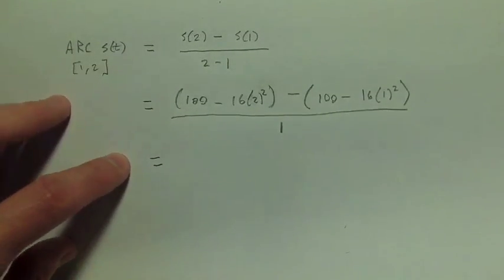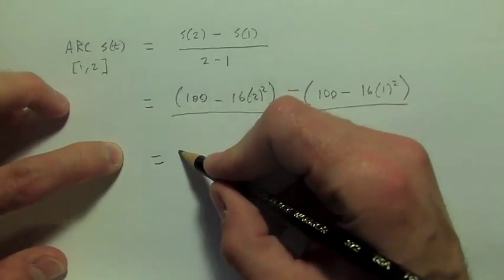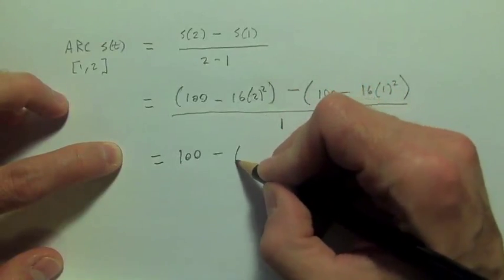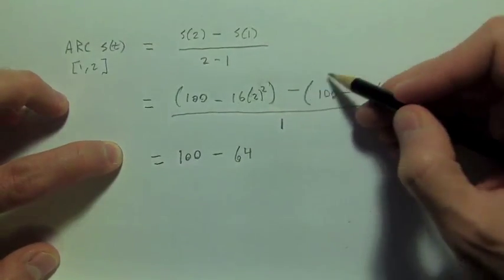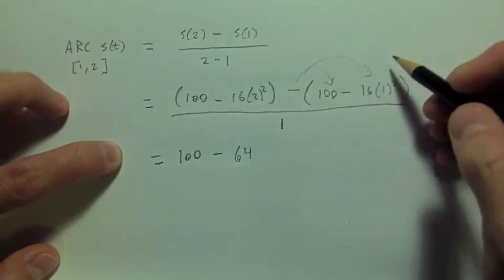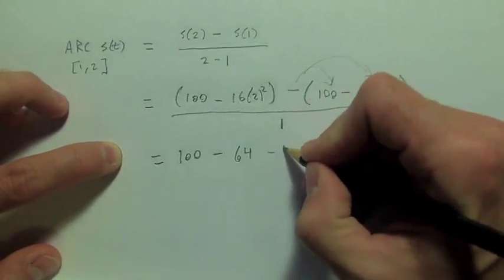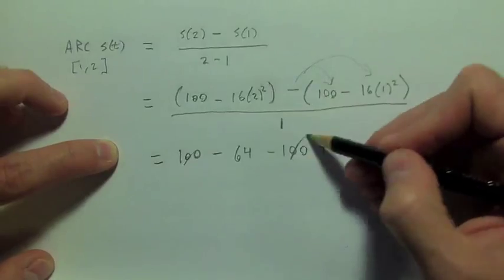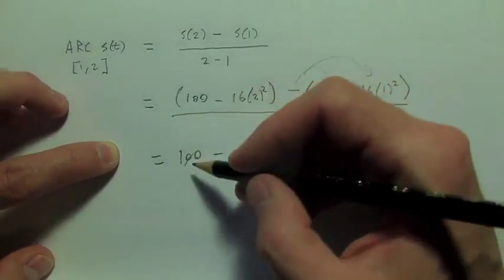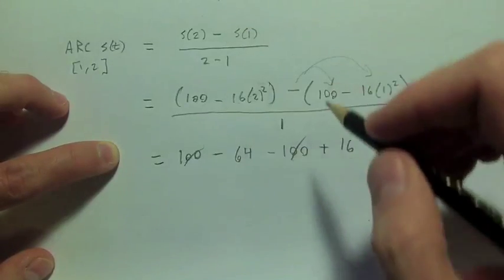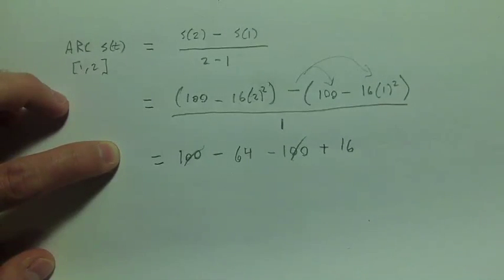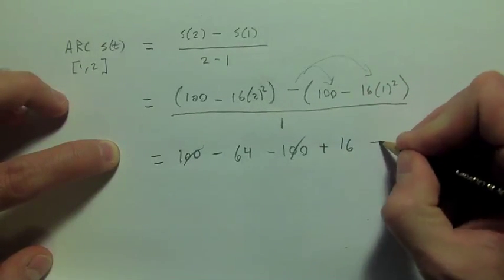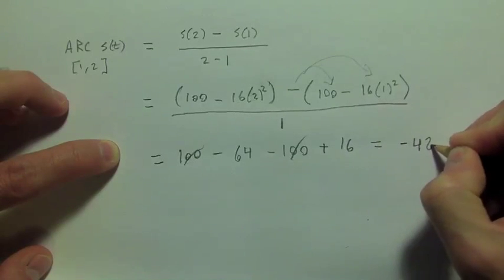To complete this, we're just going to crank out this value, right? So that's going to be 100 minus 16 times 4, which will be 64. And then be sure to distribute this negative sign across. That's why it's very important to put this in parentheses. So this will be minus 100 plus 16. Right, and the 100s cancel, and that's actually a very common step here. Any constant that you have in your functions will actually cancel out each time. Okay, and so what we'll end up with should be negative 48.